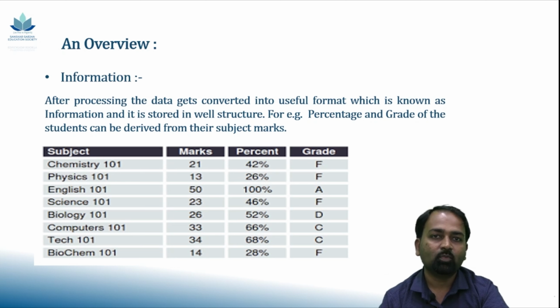Whenever we process such data, it gets converted into a useful format and it becomes information, which is a well organized structure of data. Information will store data of students, like student roll number, name, address, contact number. Whenever we store them together, it becomes student personal information. For example, using students' subject marks, we can calculate a percentage and grade for that student. It becomes useful information.